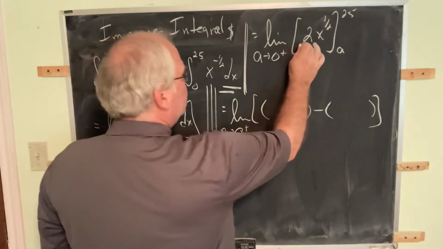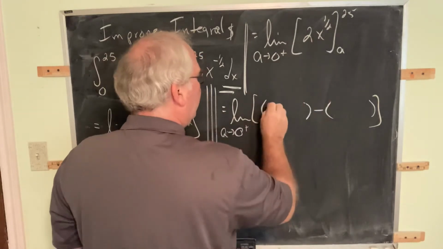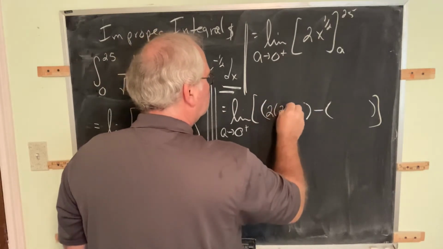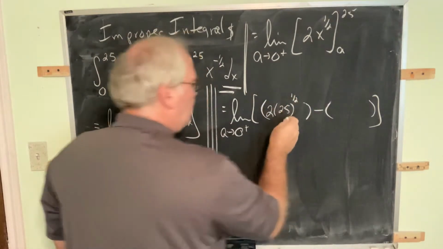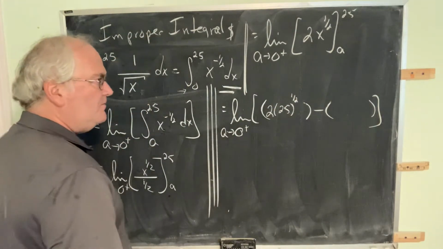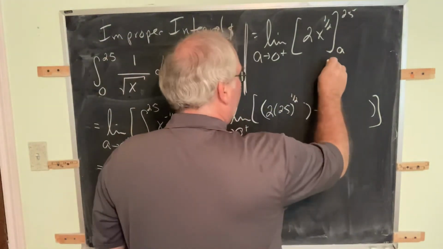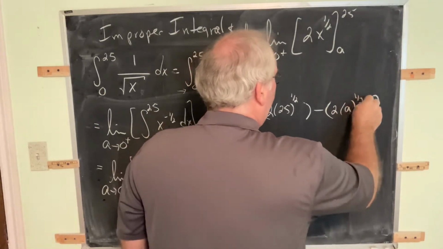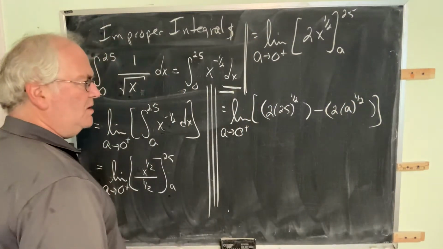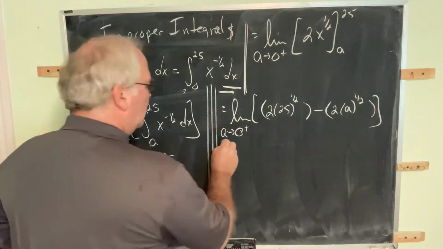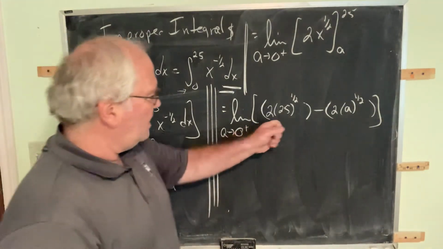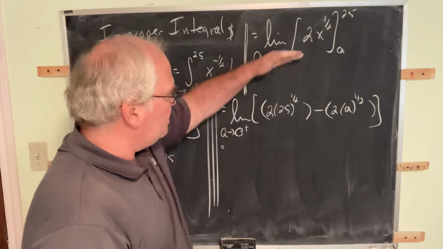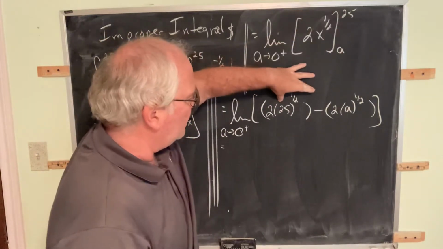Evaluate at the top. This is 2 times 25 to the 1/2. 1/2 power means square root. Minus, evaluate at the bottom. 2 times a to the 1/2 power. 1/2 power means square root. So now we can actually evaluate, substitute. We've substituted the upper and lower limits of integration.